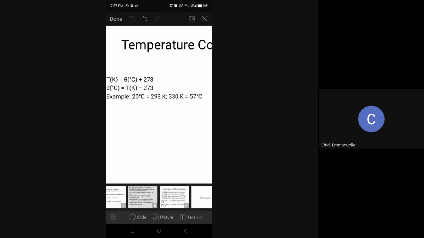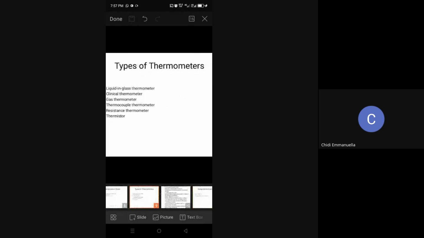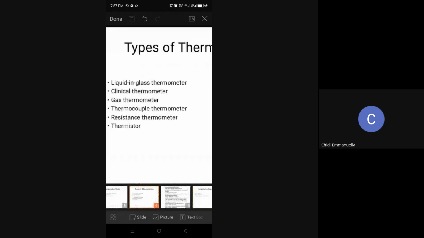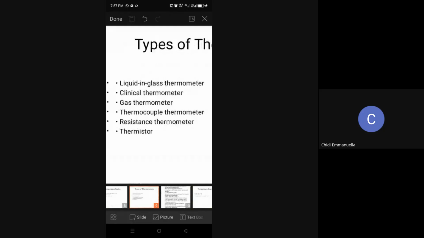Sir, please, can you go back to that place where you listed the types of thermometers? Oh, yes. Where is it? This is it. Are you seeing it? Okay, sir. Thanks, sir.